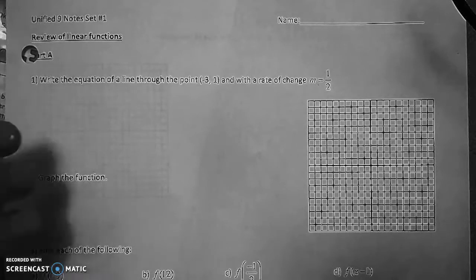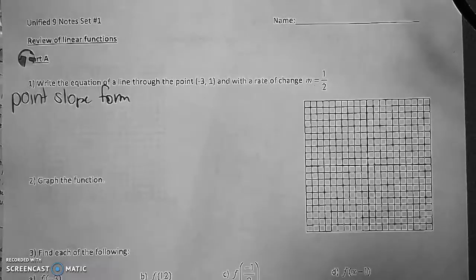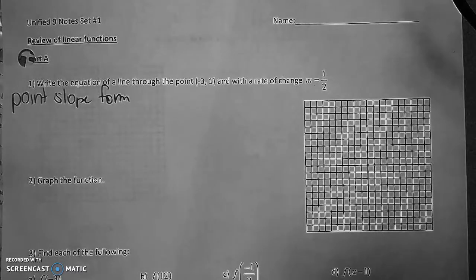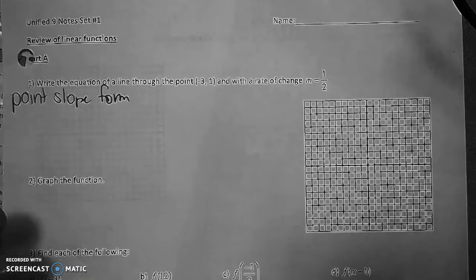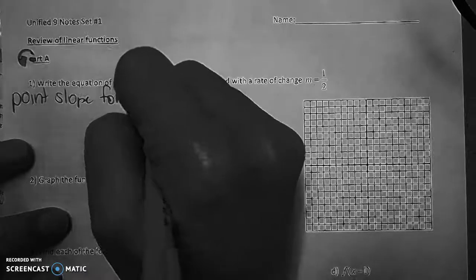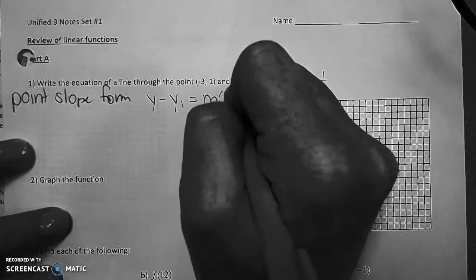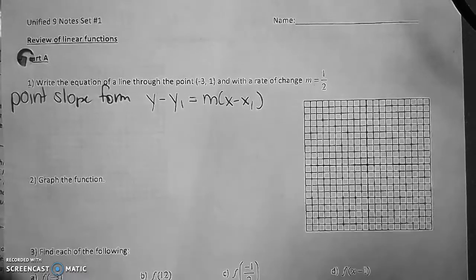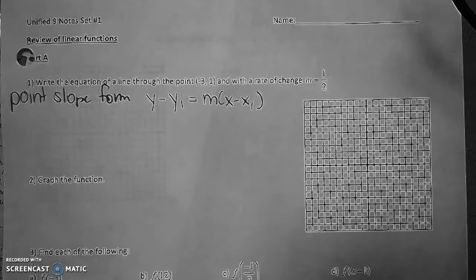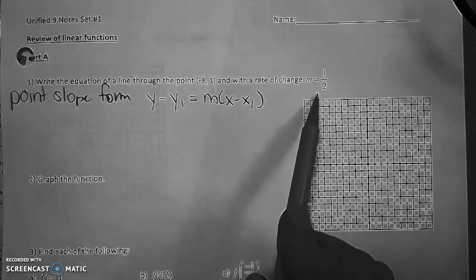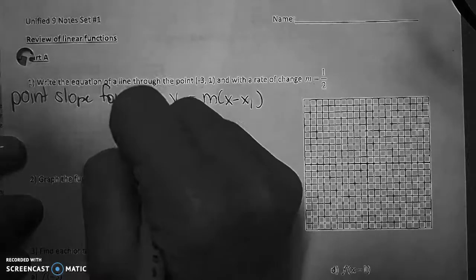One of the things that you need to get used to is using point slope form. It's the easiest form to use when it comes to a linear function. As we're using point slope form, a reminder to you, that's y minus y1 equals m times x minus x1. And the name of this form tells you what you need in order to write it. I need a point, which I have, and the slope or the rate of change, which we also have. So we're simply going to plug it in here.